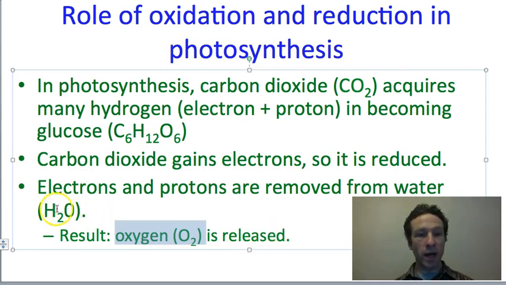Now there's only one oxygen in the water molecule. There are two oxygens in molecular oxygen, which is the oxygen we would breathe. So basically, what has to happen is electrons have to be pulled off of two water molecules, two single oxygens are formed, and then they can combine together to form O2. So the summary of this is that carbon dioxide is being reduced in photosynthesis, and water is being oxidized into oxygen.